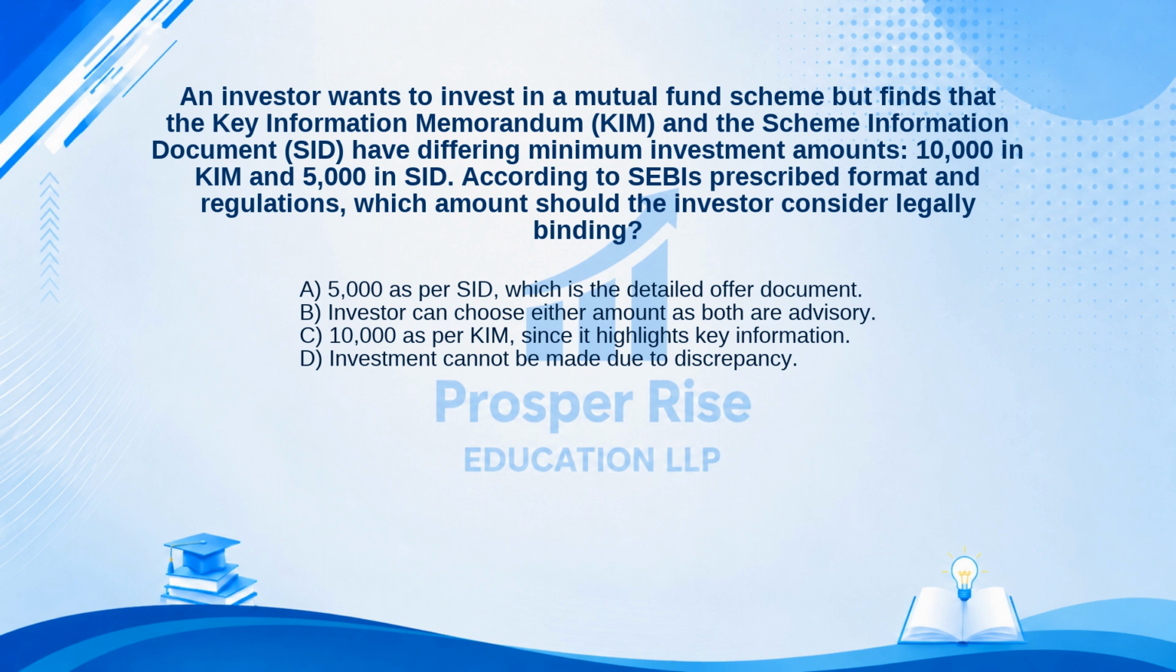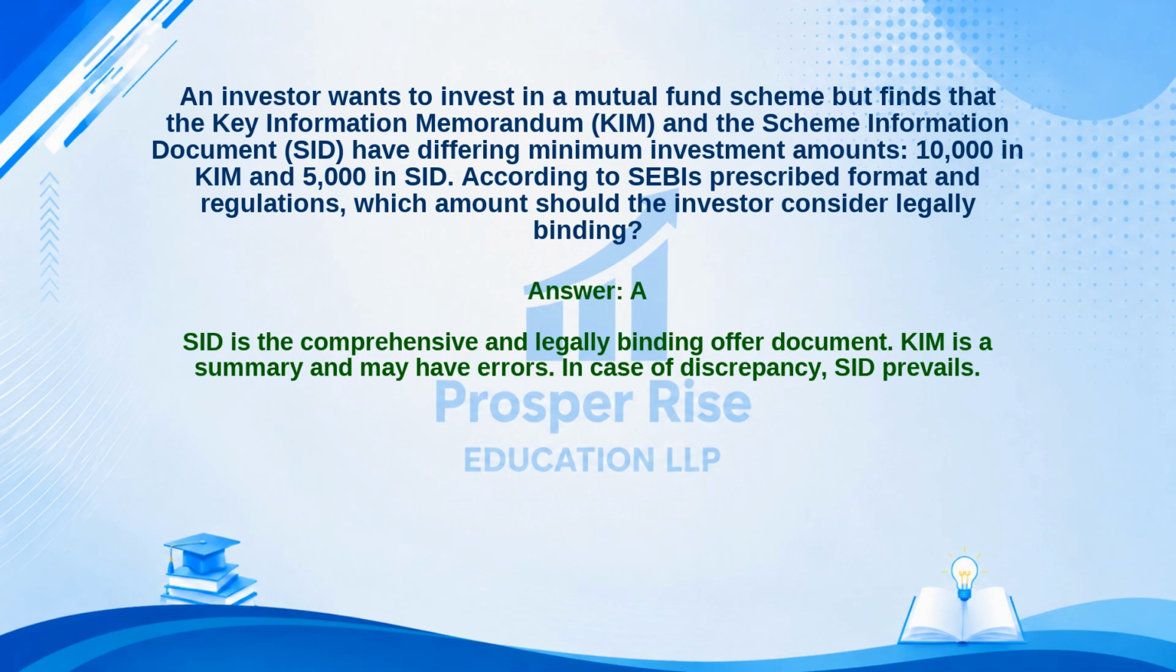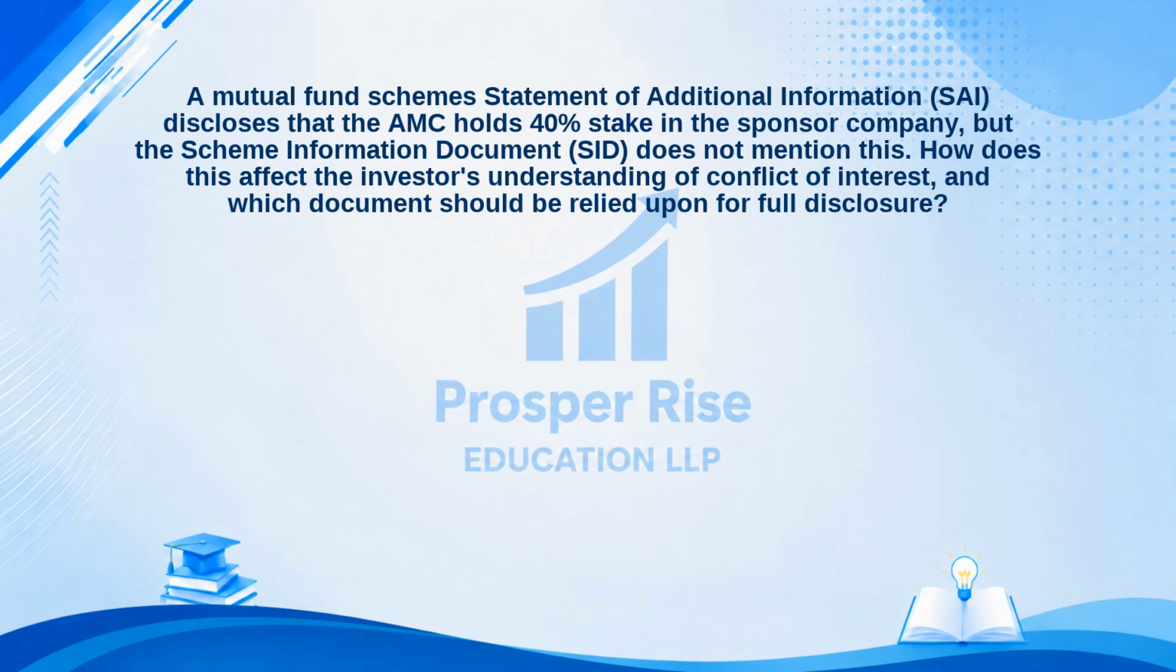The correct answer is Option A. Let's see why. SID is the comprehensive and legally binding offer document. KIM is a summary and may have errors. In case of discrepancy, SID prevails. Test your knowledge with this one.